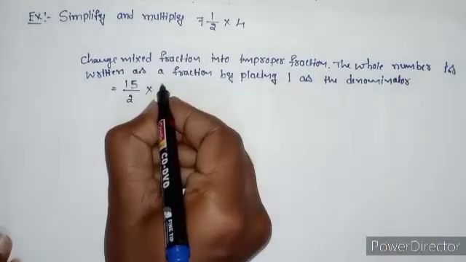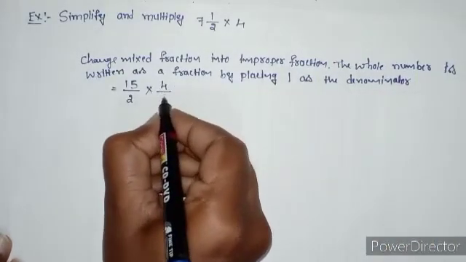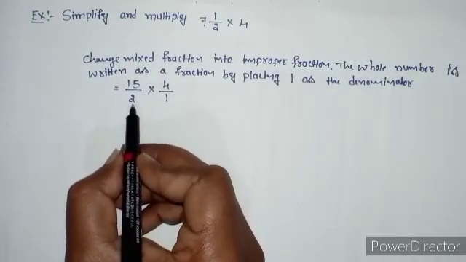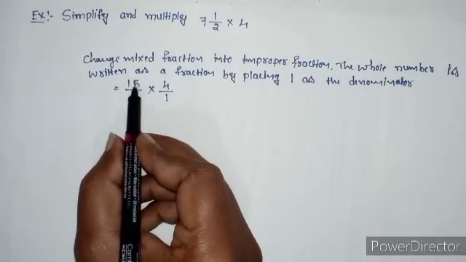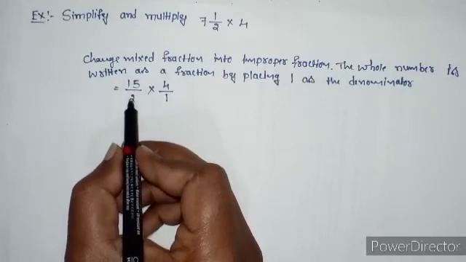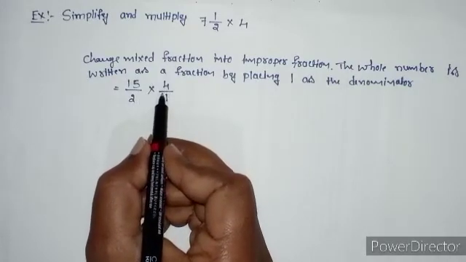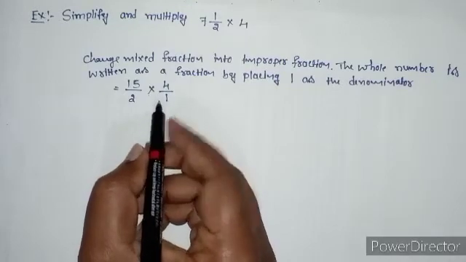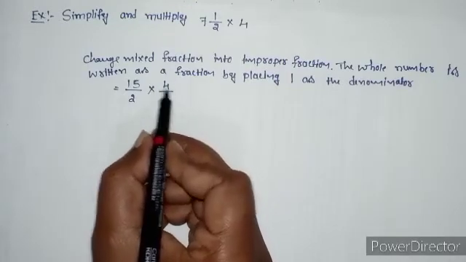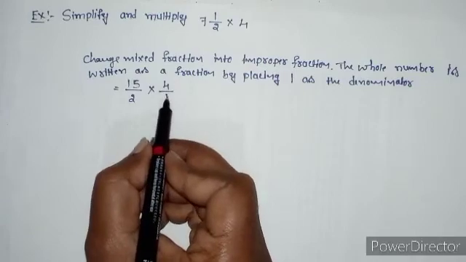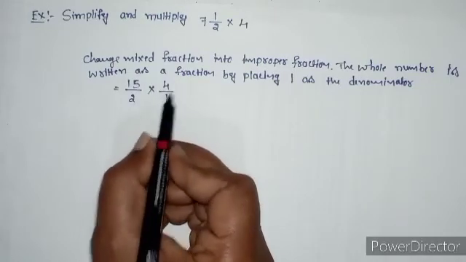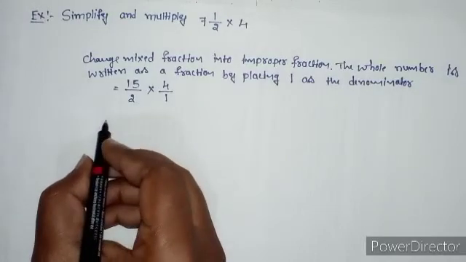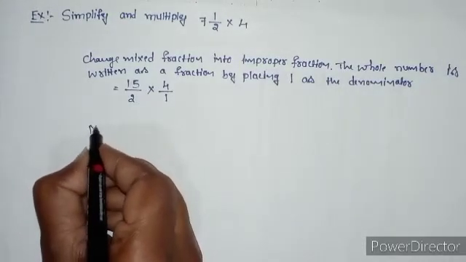So 4 over 1. Here 15 over 2 is an improper fraction, because the numerator is more and the denominator is less. Now we changed the whole number into a fraction, 4 over 1. Now we need to multiply numerators and denominators. Here the numerators are 15 and 4, and the denominators are 2 and 1.